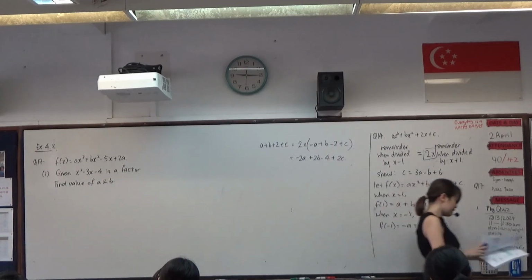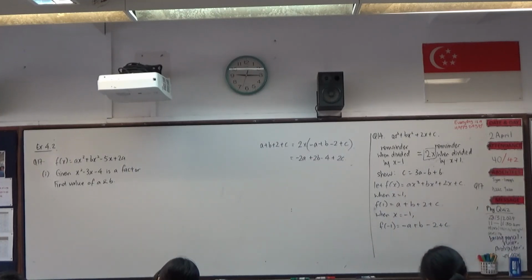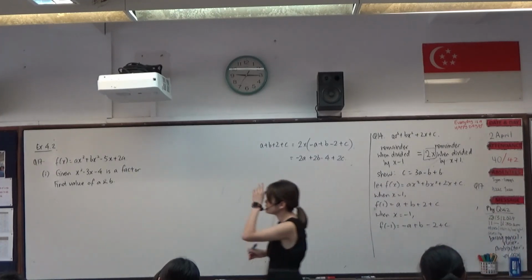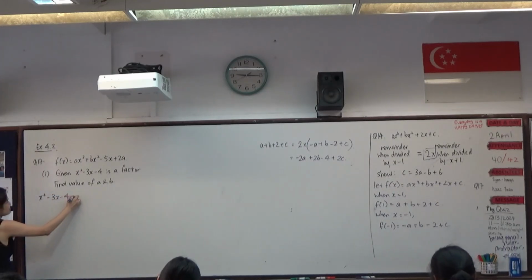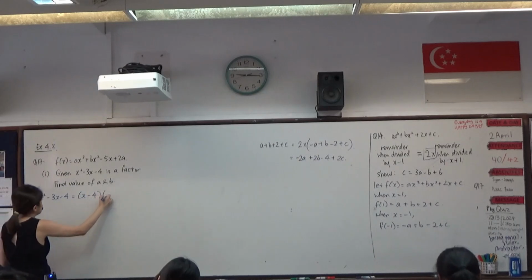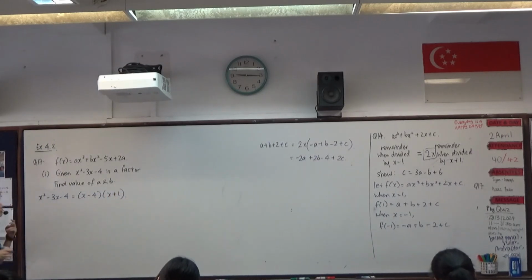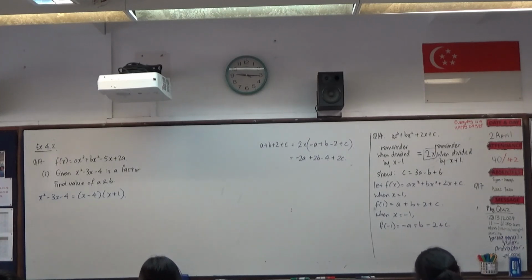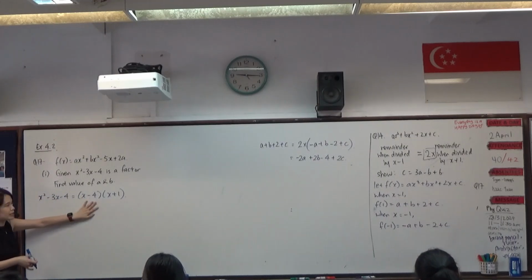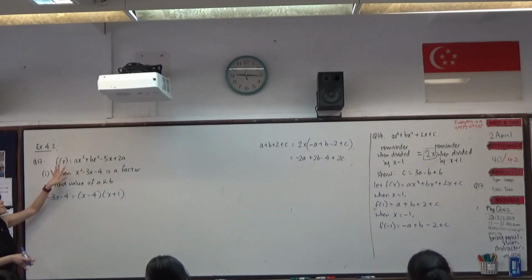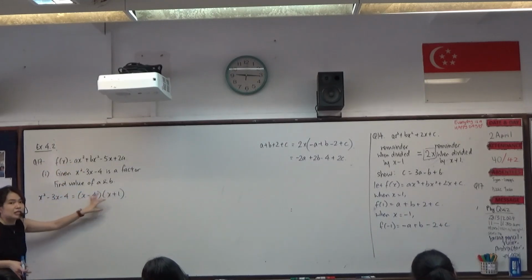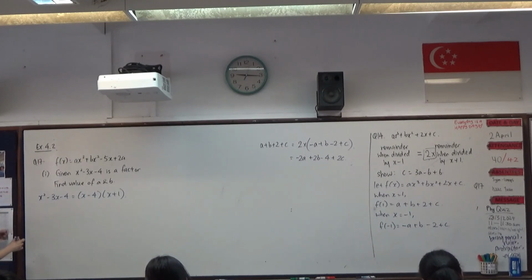What did we say about when we have a quadratic factor? What do we need to do? We need to factorize, right? So x squared minus 3x minus 4 can be factorized into x minus 4 times x plus 1. You do your first method, right? Then we get x minus 4 times x plus 1. Because this is a factor, it means that x minus 4 is also a factor, and x plus 1 is also a factor of f(x). So we need to take it out individually for us to apply our factor theorem.